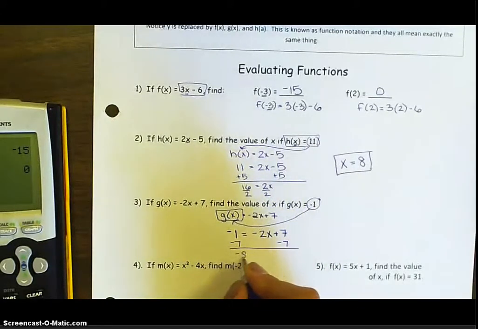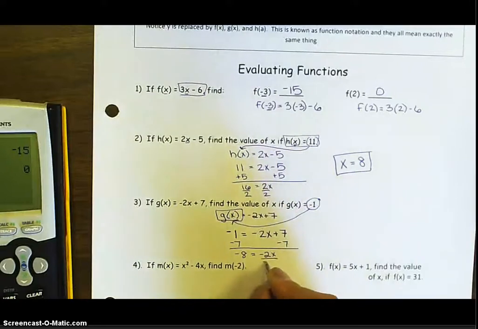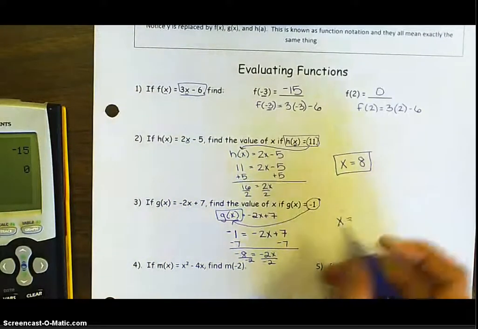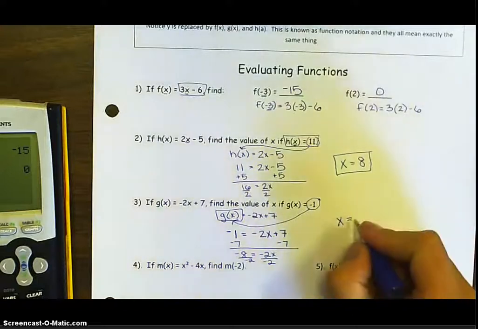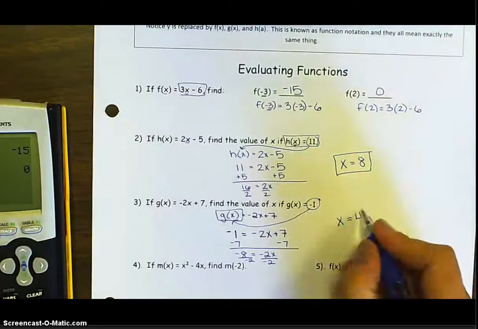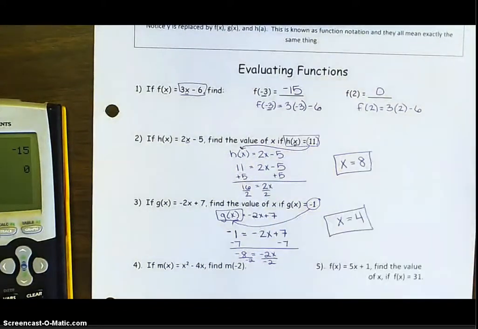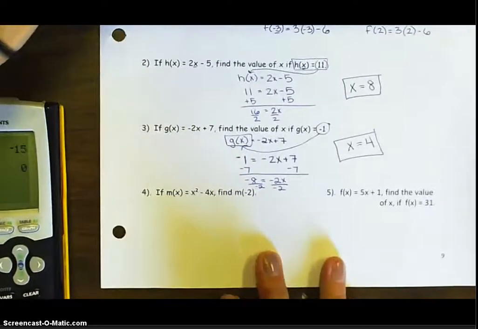So I get negative 8 is equal to negative 2x. And now I'm going to divide both sides by negative 2. And we get x is equal to, so a negative divided by a negative is a positive 4. Okay, let's go ahead now and let's try one more of each.